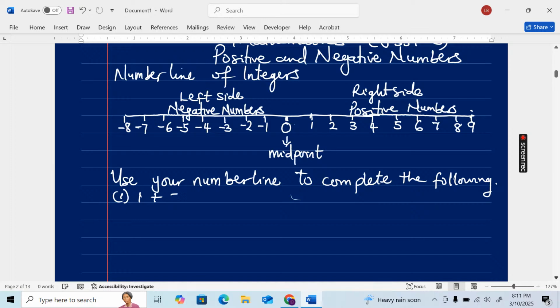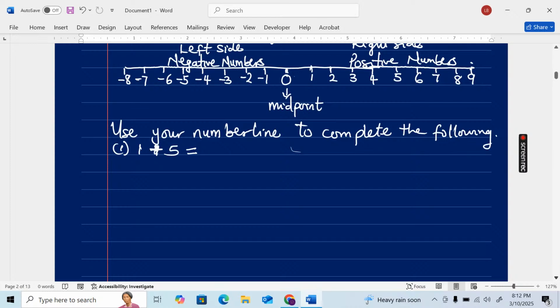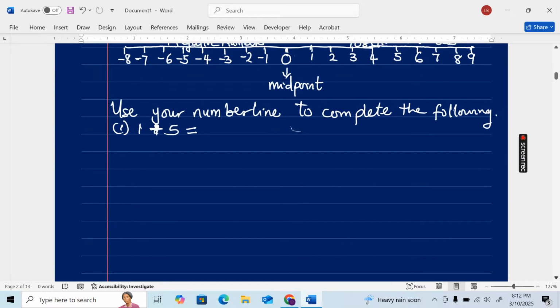I know that in your mind you want to tell me that you know this offhand. Teacher, 1 plus 5, we all know it is 6. But when you're being asked to use the number line, can you show us what 1 plus 5 is using the number line? That's very important. Yes, it looks simple, but you will have to show us how to use the number line to solve this problem.